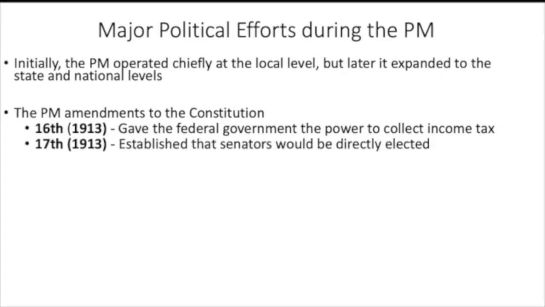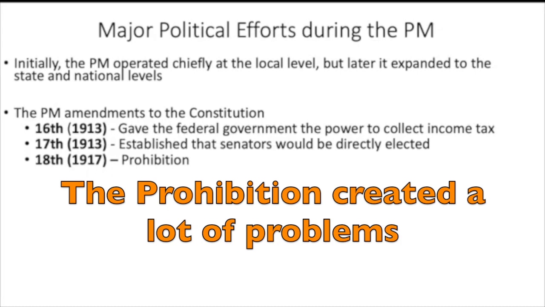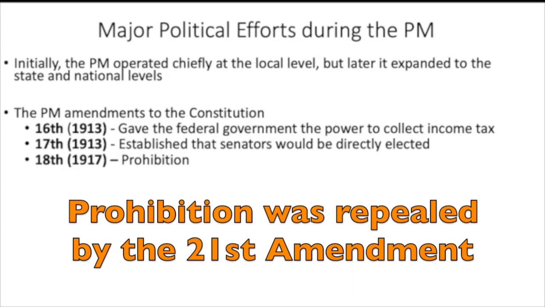The 17th Amendment established that senators should be directly elected. This allowed for a direct election of senators. And then the 18th Amendment in 1917 was Prohibition. Needless to say, Prohibition was considered widely to be a failure, as we saw an increase in organized crime because of this. And there was a lot of outcry that Prohibition was not a good thing. And the 18th Amendment ended up being repealed by a later amendment. But the 18th Amendment, Prohibition.